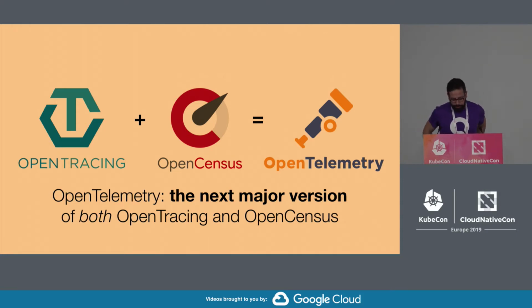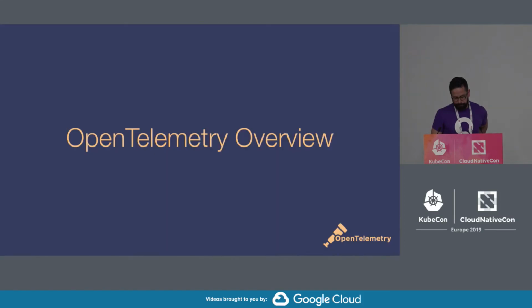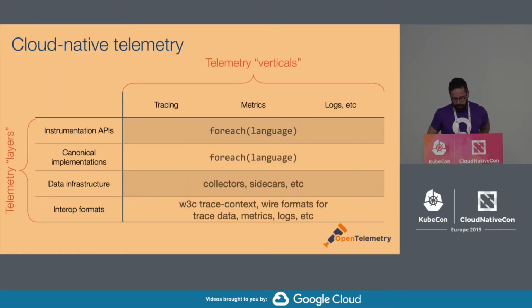OpenCensus and OpenTracing will be around and will be supported for the next 2 years. But the projects are not going to be in active development after a few months, when we fully move to OpenTelemetry. And with that background, I'll give you a few more details about what OpenTelemetry actually is, and then we'll go to the backwards compatibility section.